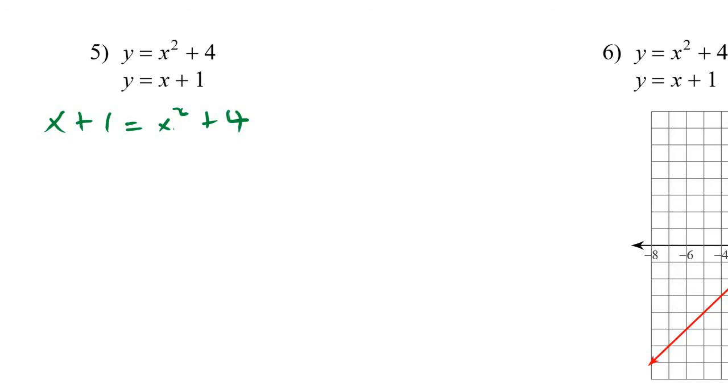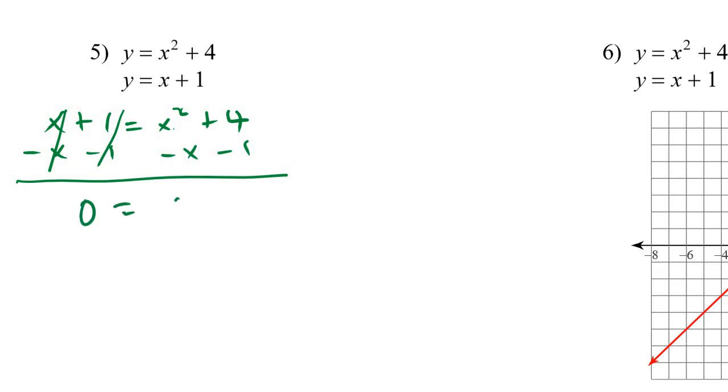First, we will subtract x minus 1 from both sides, and we will see what happens here. So it's going to cancel. 0 equals x squared minus x plus 3. Alright, so we're going to try to factor this, which cannot be factored, but we can solve by completing the square. So let's try to complete the square.